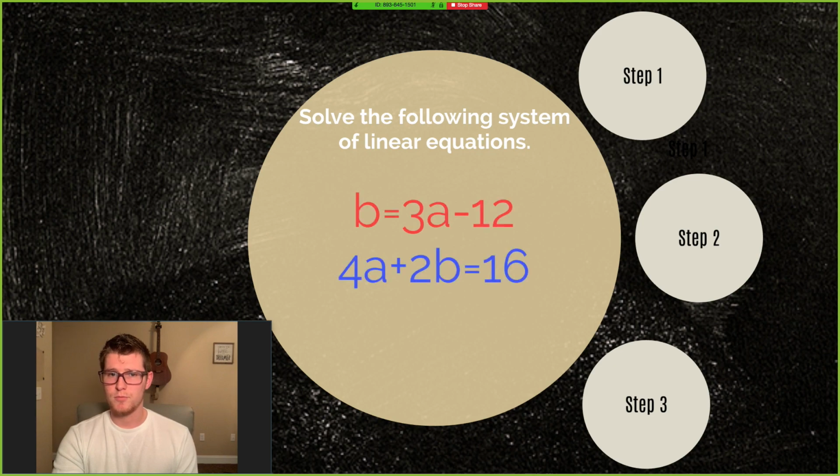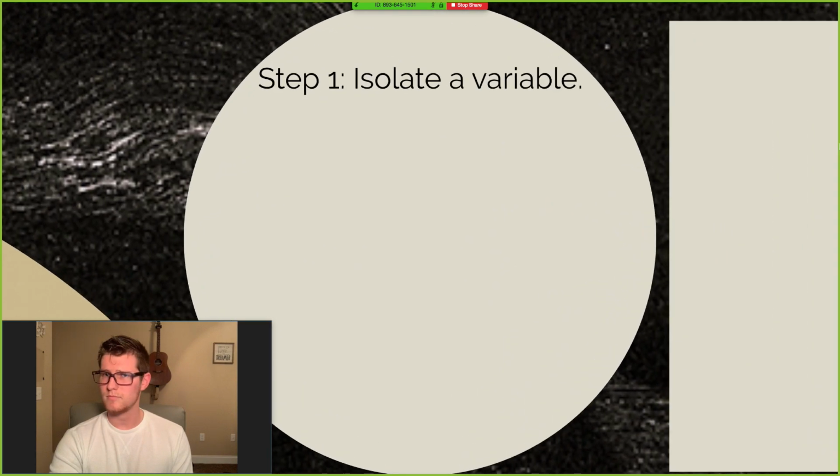So we're given a problem here, solve the following system of linear equations, and we're given 2 more equations. So you'll already notice this method does include one more step, takes just a little bit longer, but we can be more precise and we don't have to use any graphing paper or anything like that. So let's go ahead and start with step 1 in substitution. Step 1 says to isolate a variable.